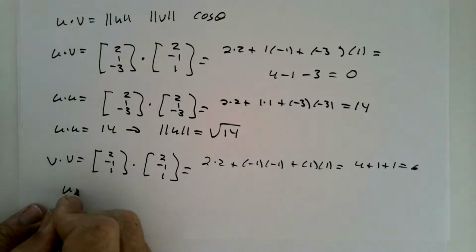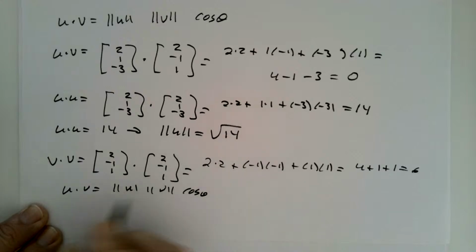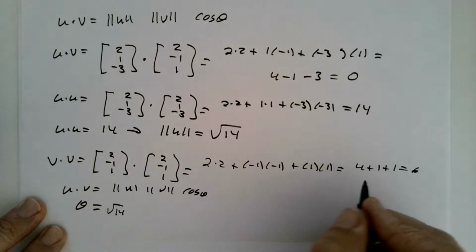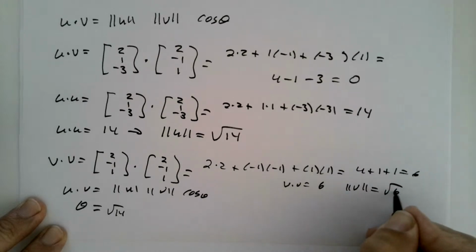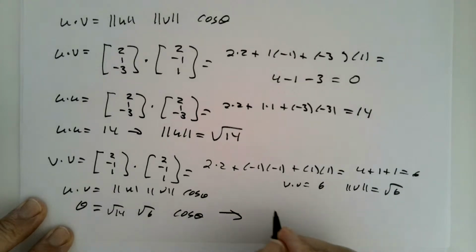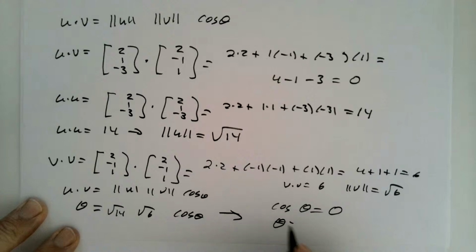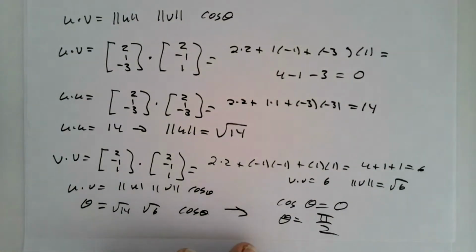We're dealing with u dot v is magnitude of u, magnitude of v, cos theta. U dot v we said was 0. Magnitude of u we said was root 14. V dot v was 6, so magnitude of v is root 6, times cos theta. Well, what that gives me is cosine of theta is 0. So if that's the case, theta is 90 degrees or pi over 2. So the angle between those two vectors is indeed pi over 2.